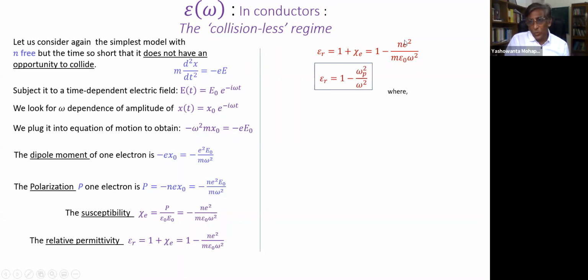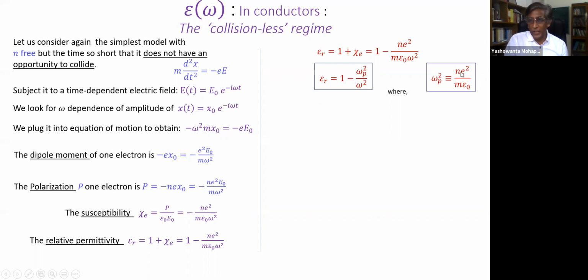So this quantity n, e, m, and epsilon naught are all constants. N is for that metal. M is for the free electron. Epsilon naught is the vacuum permittivity, and e is the electron charge. So I can collect n e square by m epsilon naught and say that it is omega p square, and hence the relative permittivity is epsilon r equal to 1 minus omega p square by omega square.